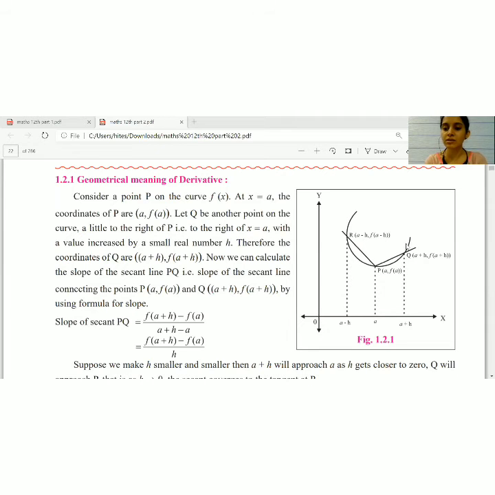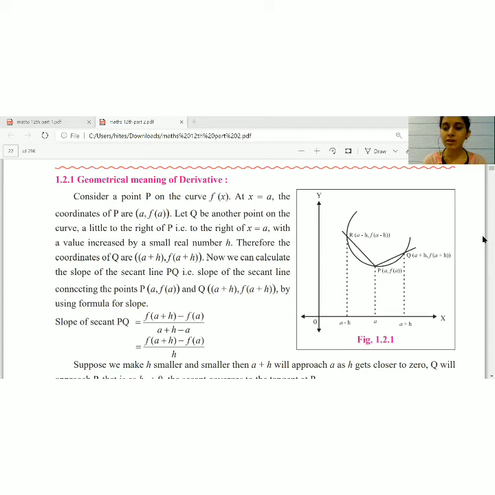How do you calculate slope? It's y2 minus y1 upon x2 minus x1, right? So we are taking the points P, a comma f of a, and Q, a plus h comma f of a plus h. The slope of secant PQ is given by f of a plus h minus f of a, that is y2 minus y1, divided by x2 minus x1, that is a plus h minus a. So we cancel out a. What are we left with? f of a plus h minus f of a upon h.